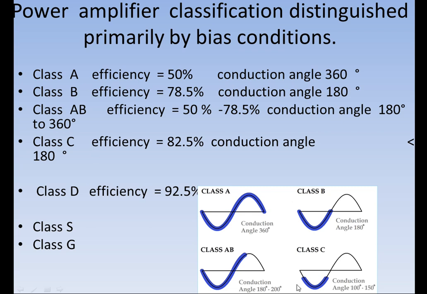Next is class C. In class C, the transistor conducts only for part of the signal, so the conduction angle is less than 180 degrees. The maximum efficiency is 82.5%. We also have class D and class S, whose efficiency is more than 92% or even 100%, but we are not interested in those. We will see only these four: class A, class B, class AB and class C. This is the basic classification of power amplifiers based on the biasing conditions.